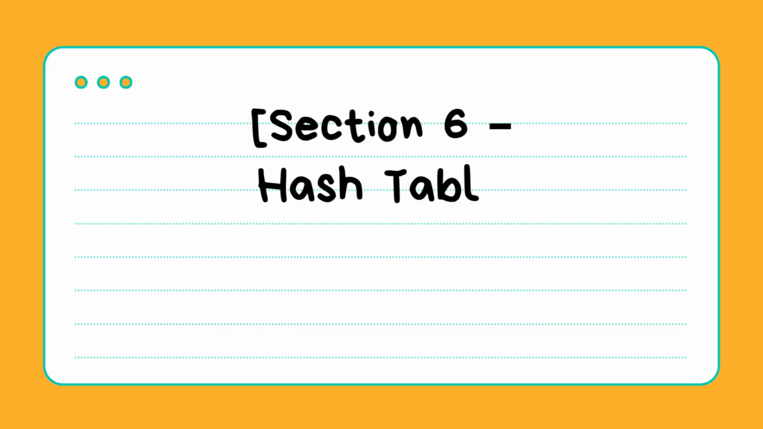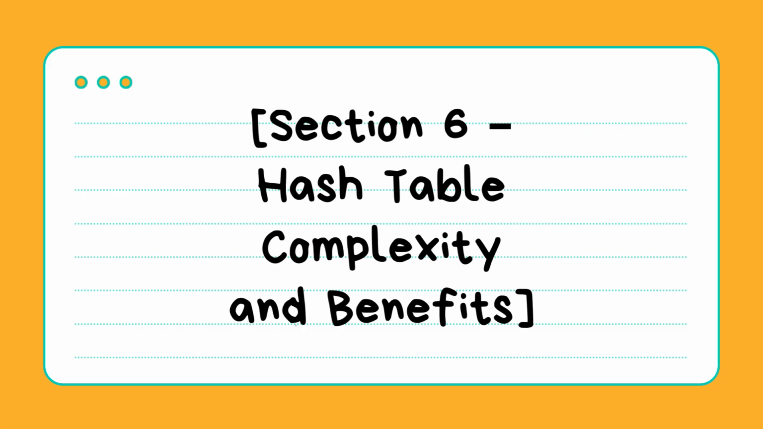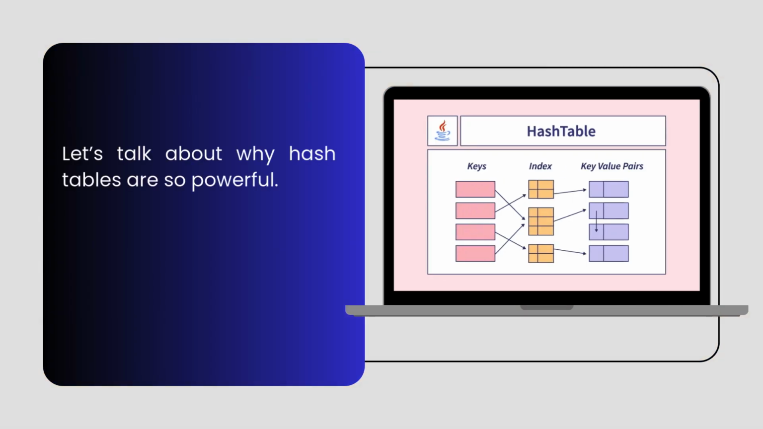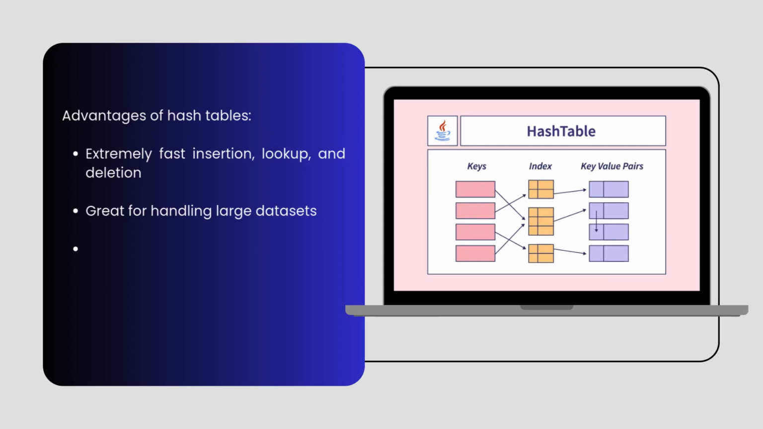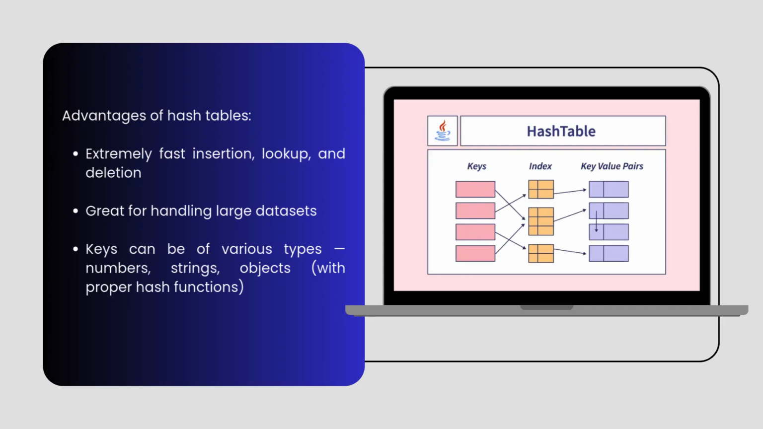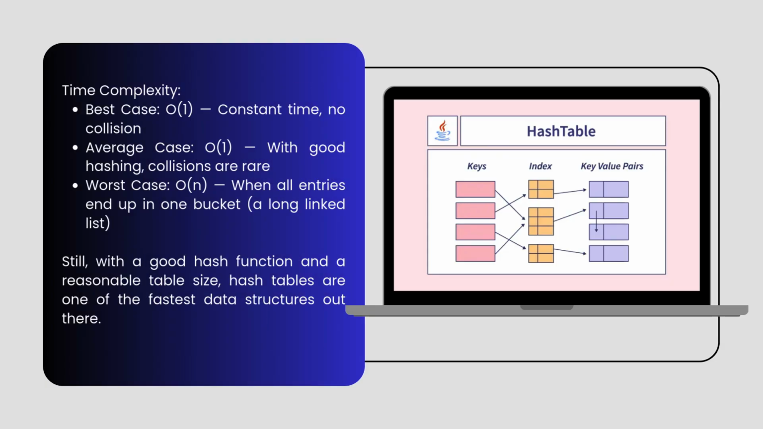Section 6. Hash table complexity and benefits. Let's talk about why hash tables are so powerful. Advantages of hash tables: extremely fast insertion, lookup, and deletion. Great for handling large datasets. Keys can be of various types, numbers, strings, objects, with proper hash functions. Time complexity. Best case, O(1), constant time, no collision.